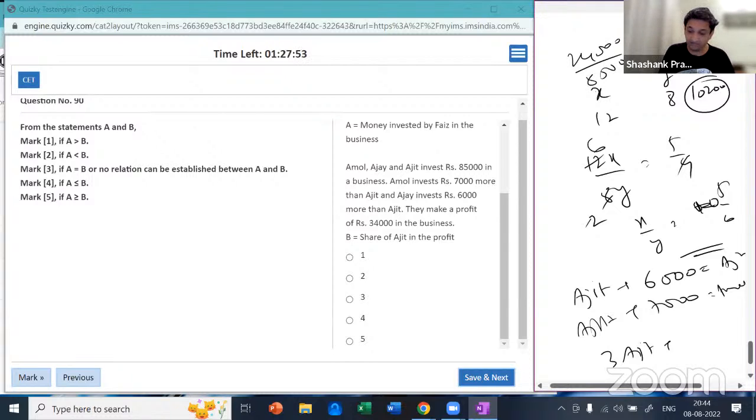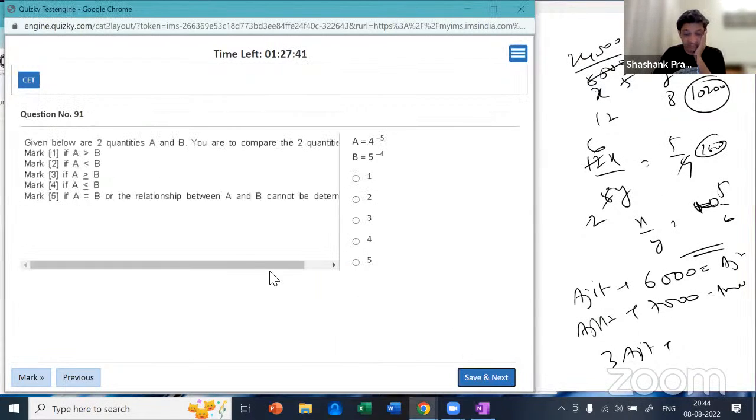Share is 34,000. I hope I'm right. 17 2s are 17 5s are 24 48. 48 by 5 is 9,600. So again A is greater than B. Okay, I hope I'm doing it correctly. Okay, this seems to be easy.